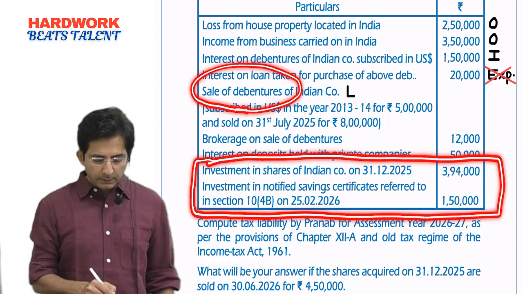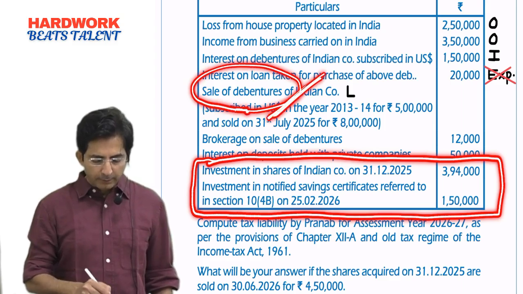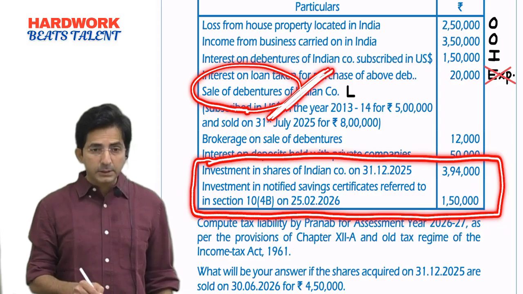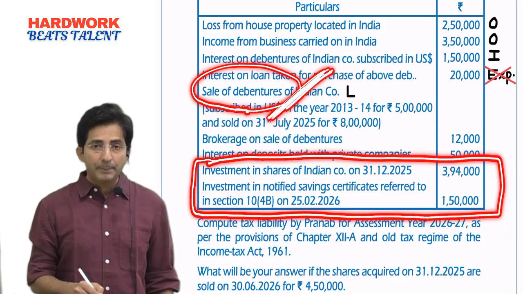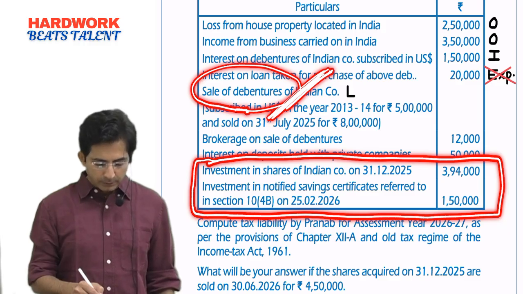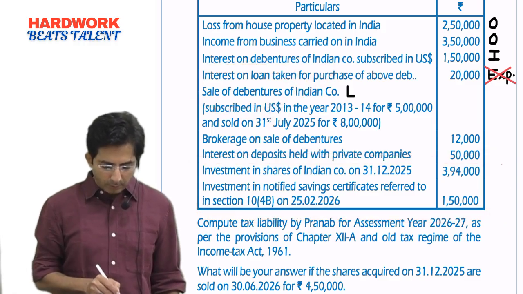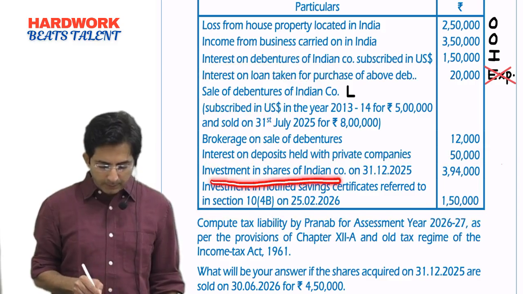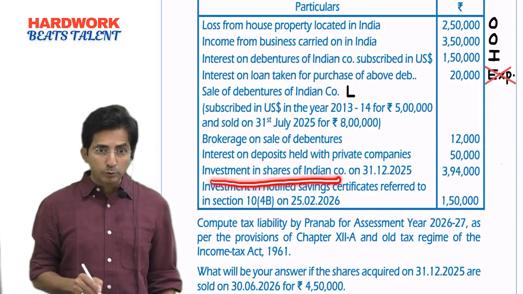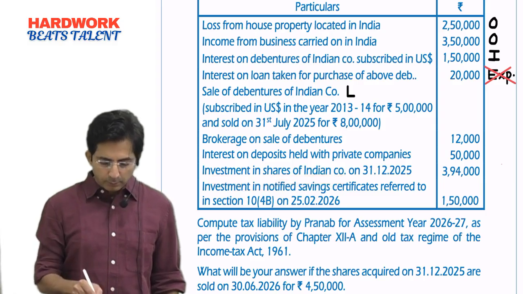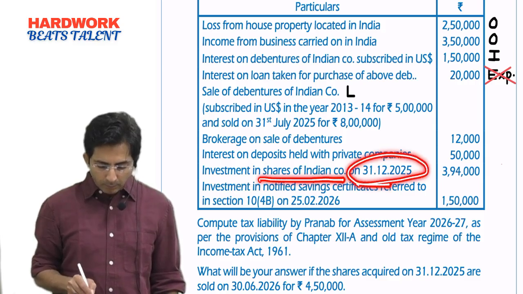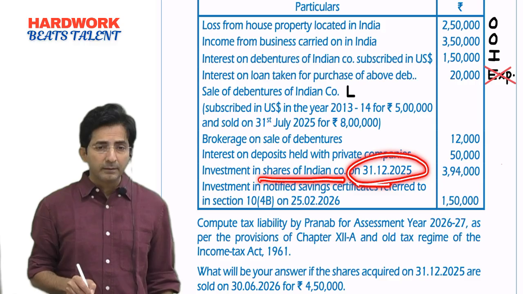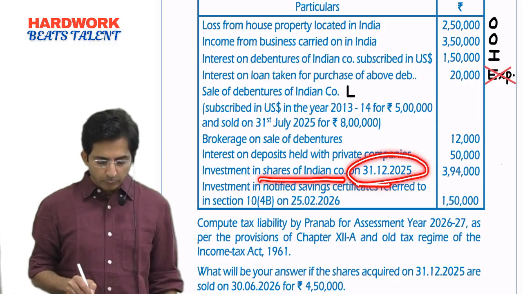You know here what is the connection? After sale of debenture, you have reinvested in another Sadgo. And if you reinvest in another Sadgo within 6 months, your capital gains become exempt. So see here, you have reinvested in what? Shares of Indian company. See, reinvestment should also be in Sadgo. So this is shares of Indian company, which means Sadgo. And when did you reinvest? On 31st December. And what is the timeline? Within 6 months from the date of transfer.